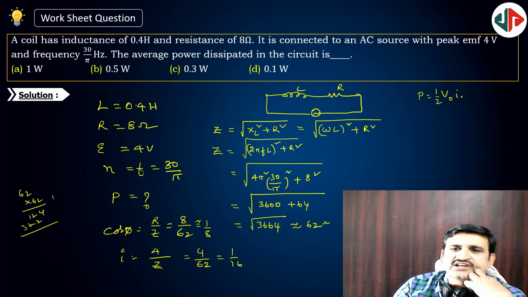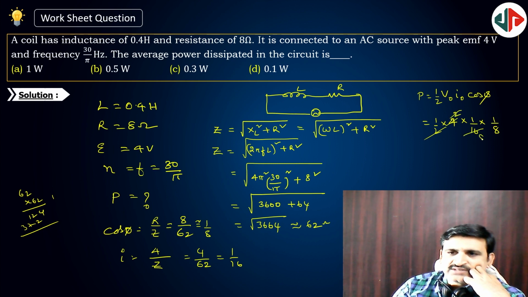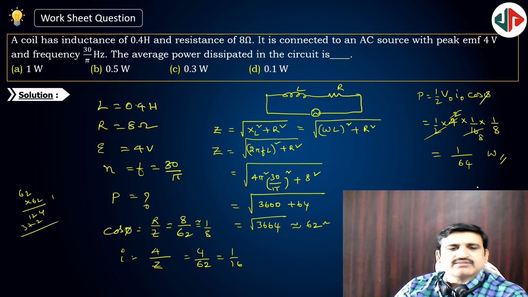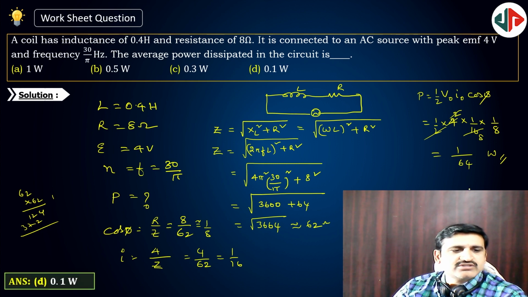half V naught I naught cos phi. Half into V naught value 4, I naught value 1 by 16, cos phi value 1 by 8. So 2 times will go, 8 times will go, 1 by 8 8s are 64. 1 by 64 watt. Very less value will come. It will be 0.01, 0.1. But I got 0.01, very less value.